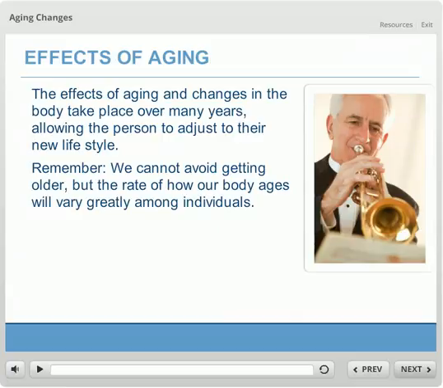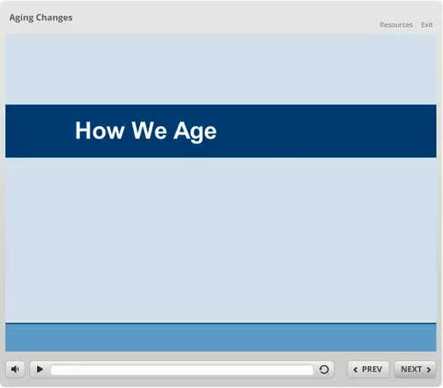Effects of aging. The effects of aging and changes in the body take place over many years, allowing the person to adjust to their new lifestyle. Remember, we cannot avoid getting older, but the rate of how our body ages will vary greatly among individuals. How we age.